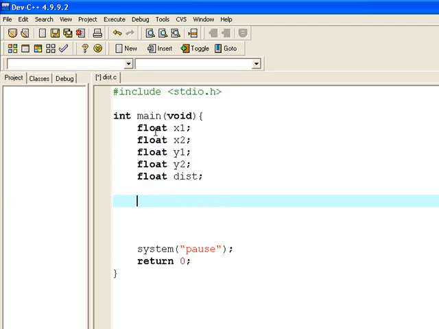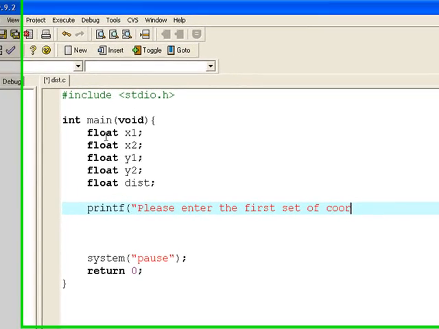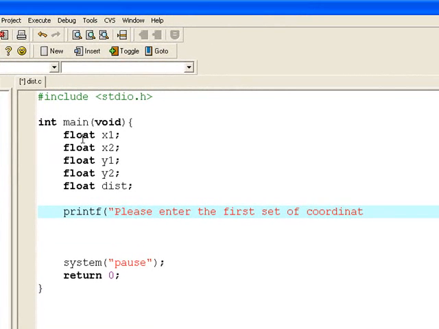Now obviously we have to ask the user for the two sets of coordinates. So I'm going to ask these as separate ones. So I'm going to say printf, first set of inlets. Put that there.